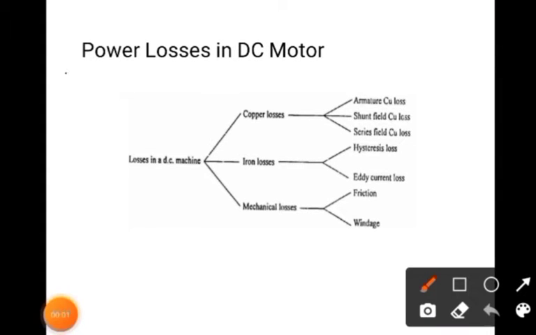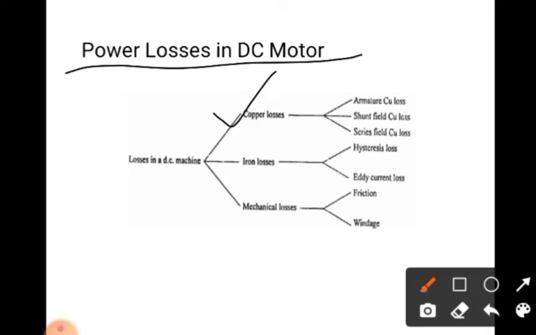Next point is power losses in DC motor. Basically there are two types of losses. First one is the constant loss and another one is the variable loss. Constant loss is constant at all times, and variable loss changes according to motor parameters. Now we will see copper loss.